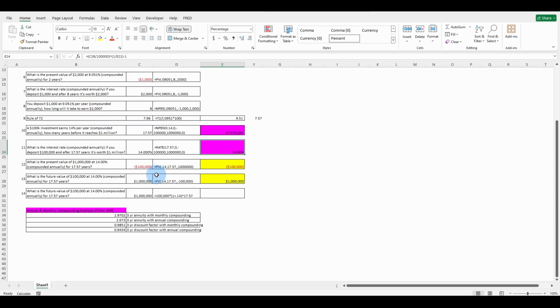What is the present value of $1 million? All right, all we're doing is going backwards and forwards. It should be 100 grand. Future value of 100 grand at 14%, million. Again, you can work through this. Here's the old school method. You should be familiar with how this works. What is the future value of 100 grand at 14% compounded annually?